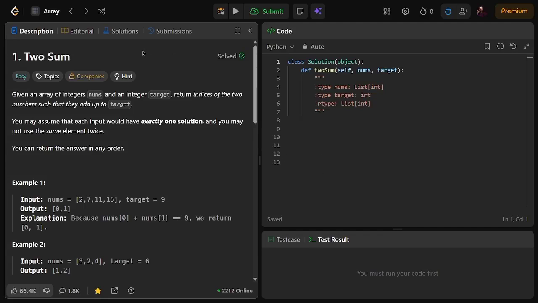Hello everyone, today we are going to solve LeetCode question 1, Two Sum. So let's start the question.